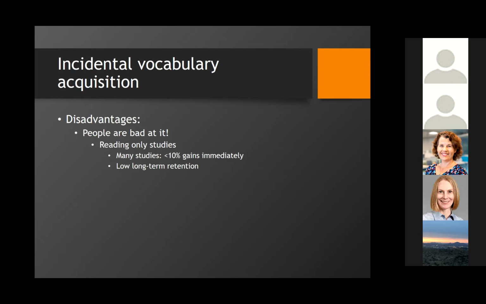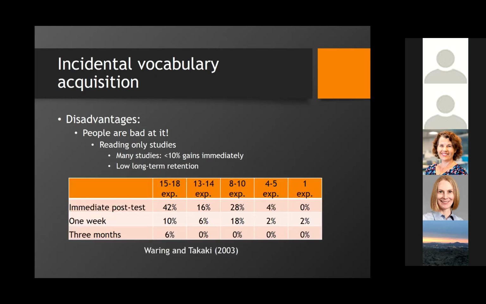So I'll show you some results from one study that was done by Waring and Takaki. It's a fairly small-scale study, but it was a nicely designed study. What they did was they had learners read a text, and they varied the number of exposures to the words. So some words appeared 15 to 18 times, some 13 to 14, 8 to 10, 4 to 5, and some appeared just once. And then they tested their knowledge of forms and meanings and so on.